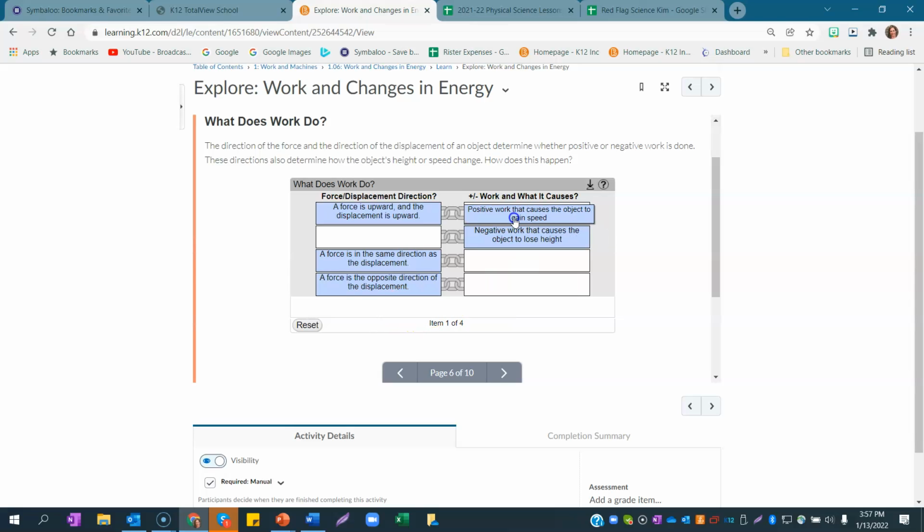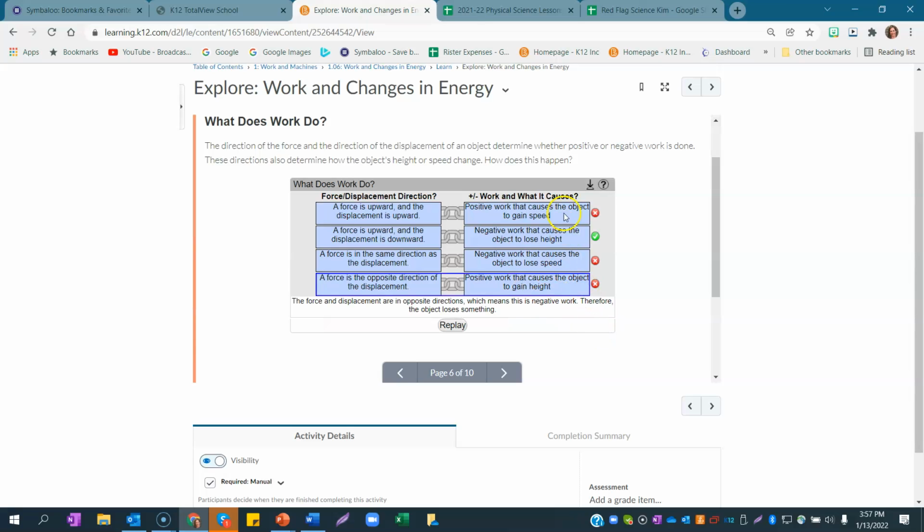We know positive work causes the object to gain speed. Negative work causes the object to lose speed. That one's here. We know it also loses height as well. A force is upward and the displacement is downward. This one's talking about force. And then positive work causes the object to gain height, like going up the stairs. All right, so we can check that.